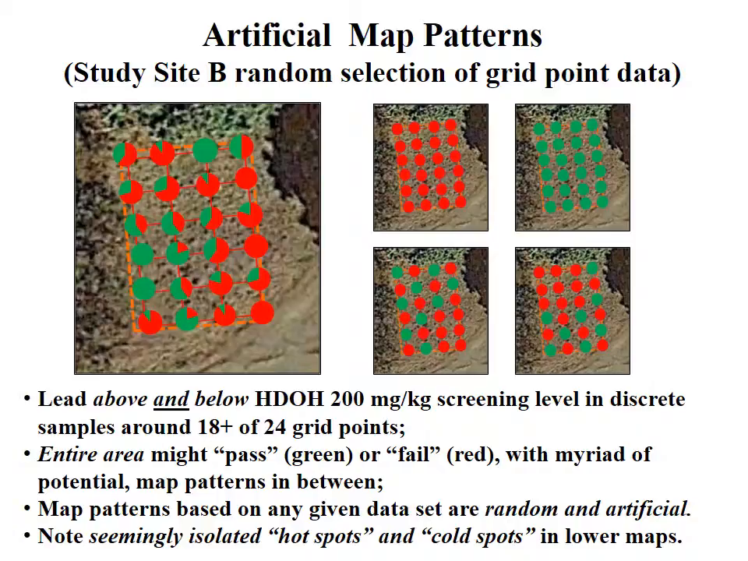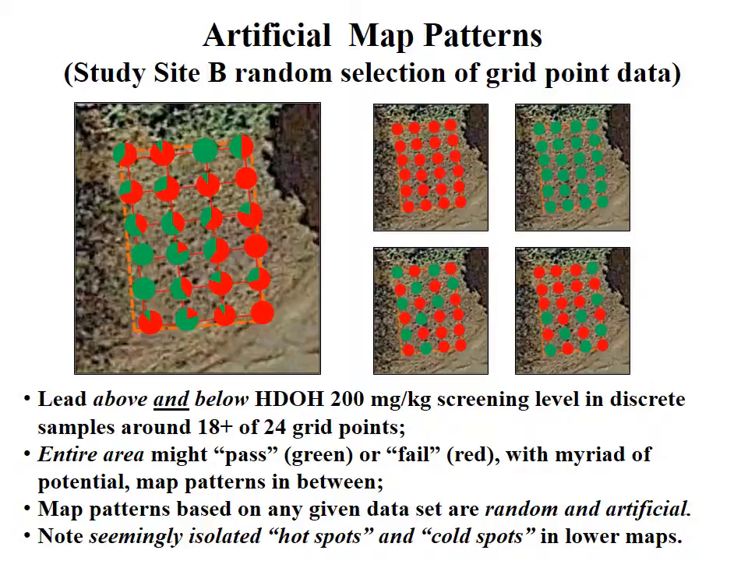On the left are just pie charts of individual grid points, where the green demonstrates the individual samples that were below our action level. Red indicates individual tests, I should say, that were above our action level. So in this particular slide, in 18 of the 24 grid points, we identified lead concentrations in soil both above and below our action level.